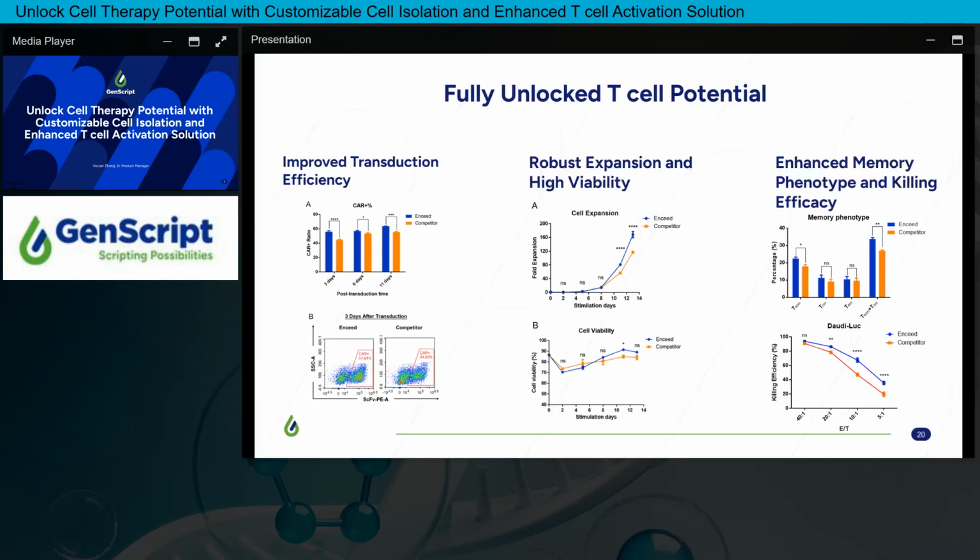So here are some data showing the performance of the Enceed activation reagent. The T cells were isolated by the Cytosinct system, then treated with the Enceed reagent and transduced with lentivirus for CAR production.